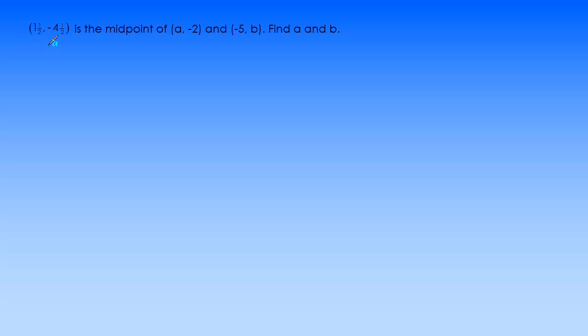So we have (1.5, -4.5) as the midpoint of these two points. Find a and b. So let's call this one x1, y1, and this one x2, y2. And then we know that the midpoint is x1 plus x2 over 2 and y1 plus y2 over 2. That 2 doesn't look very good, I'm just going to smarten that up. There we go.